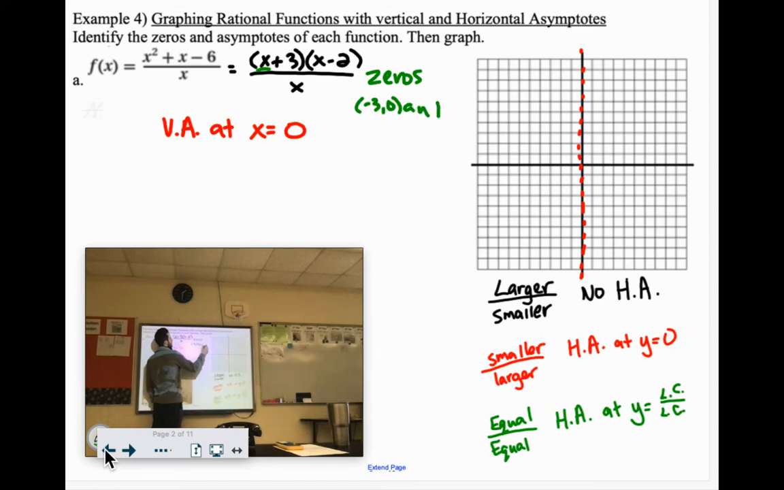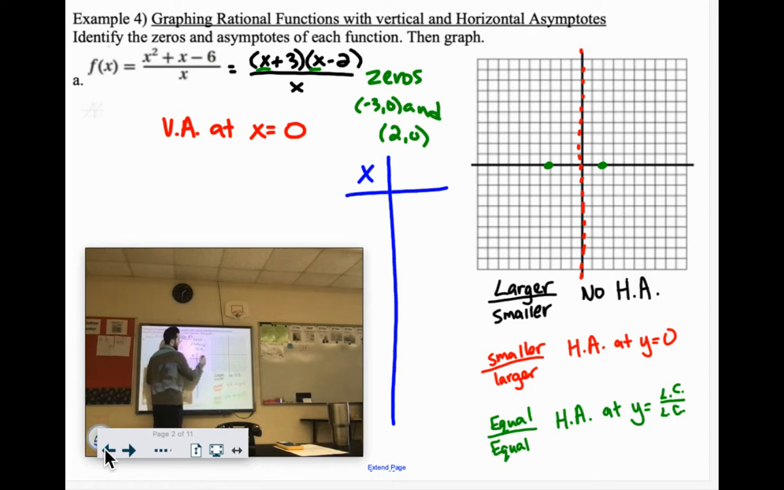And this one, the x minus 2, would be +2, 0. So plot those points, -3, 0, +2, 0. And now we're kind of divided into 4 chunks. So the way we're going to figure out the curves in which direction they're going is we're going to pick an x in each of these chunks.